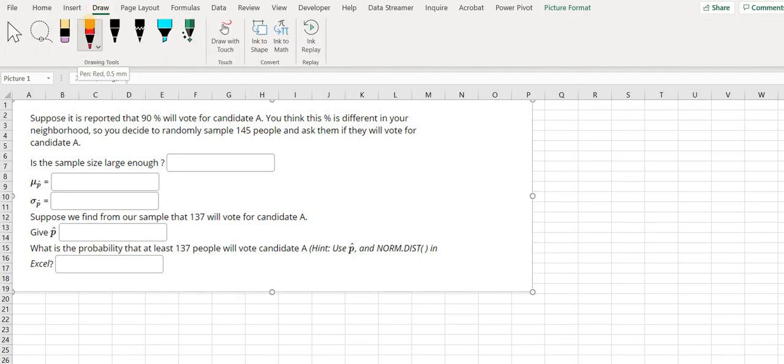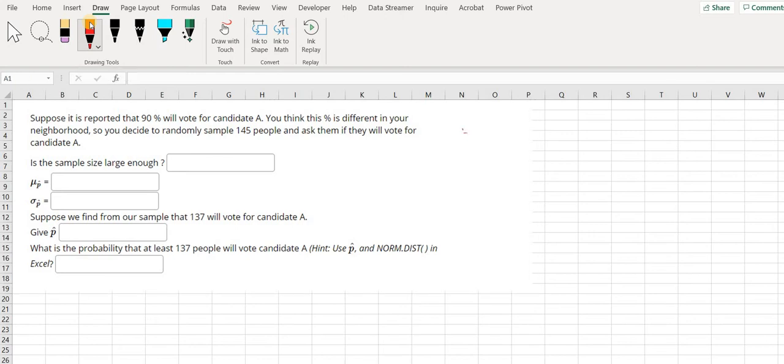Suppose that it is reported that 90% will vote for candidate A. You think this percentage is different in your neighborhood, so you decide to randomly sample 145 people and ask them if they will vote for candidate A. Is this sample size large enough for this distribution to be normal distribution of sample proportion?